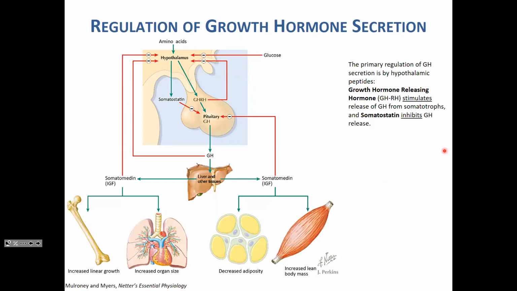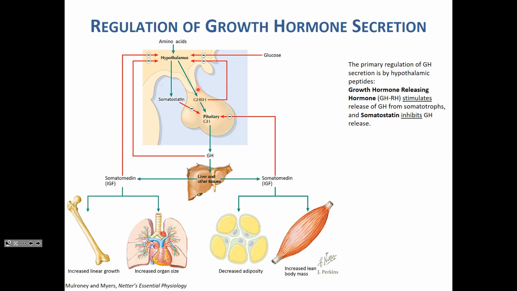In this cartoon, I'm showing you the regulation of growth hormone secretion. The primary regulators of growth hormone secretion are growth hormone releasing hormone, which is going to act on the somatotrophs to stimulate growth hormone release, and the inhibitory factor somatostatin, which is going to inhibit growth hormone release. We also have other inputs that are important. Hyperglycemia is going to inhibit growth hormone release, whereas amino acids are going to stimulate growth hormone release. These amino acids are particularly arginine and leucine.